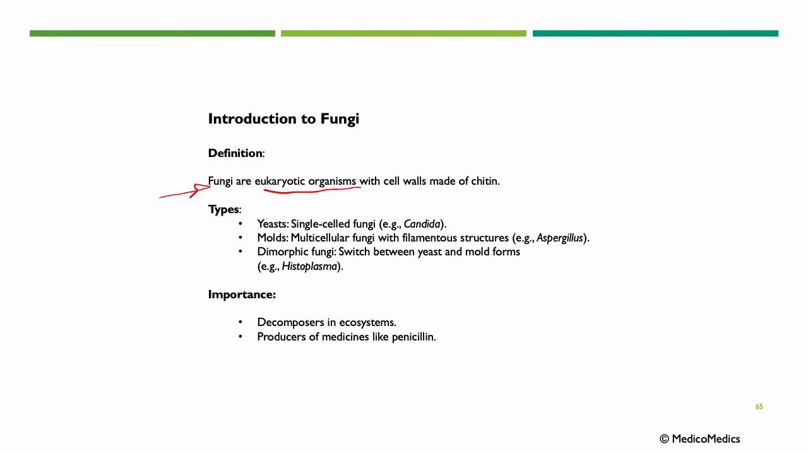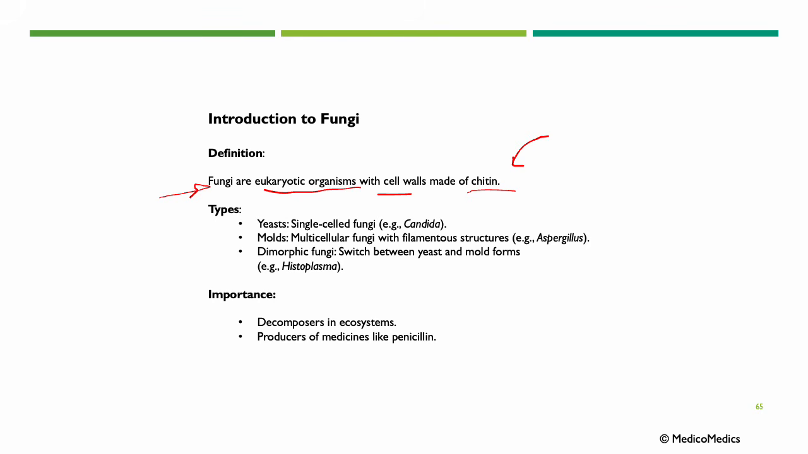So fungi are eukaryotic organisms with cell walls made of chitin. And chitin is a natural polysaccharide made up of acetylglucosamine, essentially a derivative of glucose molecules linked together. And it's primarily known for its role as a structural component in various organisms. And in the cell walls of the fungi, it provides structural integrity.